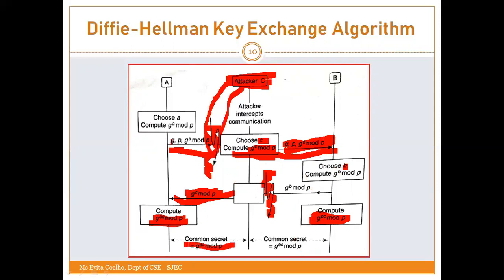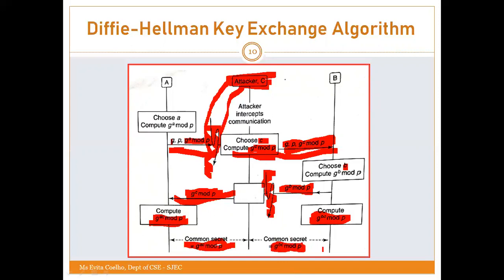the attacker C. Why? Has attacker C computed G raised to the power of AC mod P? See here, he has got G^A mod P. Can he raise this to the power of C and get G^AC mod P? Definitely. So see here on this side of B, he has received G^B mod P. Can he raise this to the power C and get G^BC mod P?